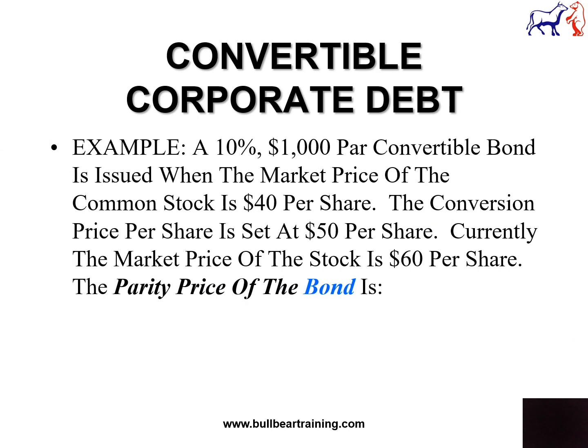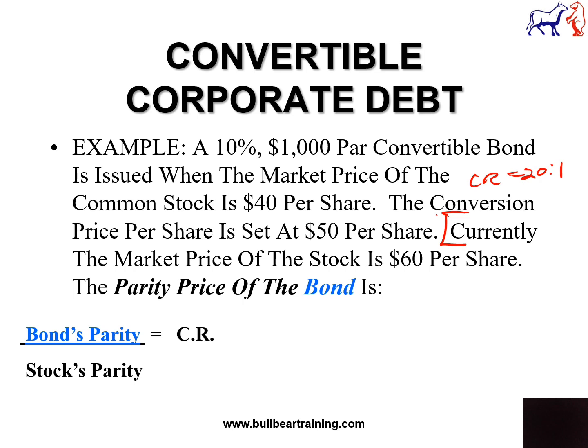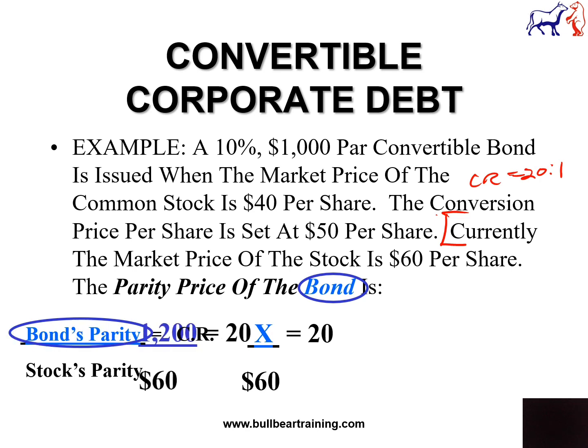Now, given that our conversion ratio is 20 to 1, it says currently the market price of the stock is $60. What is the parity price of the bond? So what should the bond be trading at if the stock is trading at 60 to be equal? There's our formula again: bond over stock is the conversion ratio. We're solving for the numerator, the bond's parity. So our x is what we're solving for. x divided by 60 equals 20, so x would be 1,200. Buying the bond at 1,200 is like buying 20 shares of stock at 60.